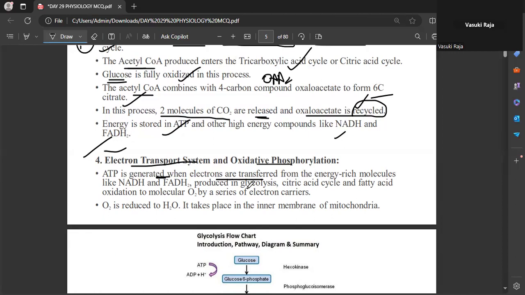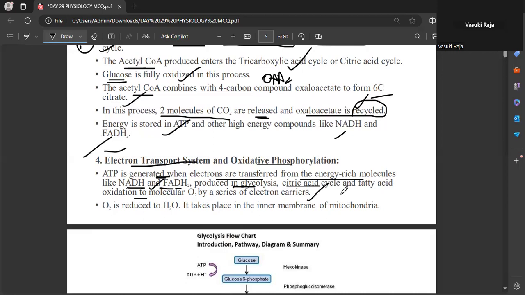Now the electrons are transferred from the energy rich molecules like NADH and FADH2. Approximately 1 NADH is equal to 3 ATP, or we can say 2.5 ATP, and 1 FADH2 is equal to 2 ATP, or 1.5 ATP. So these are the energy rich molecules produced in glycolysis, the citric acid cycle, and fatty acid oxidation, passing electrons to molecular oxygen through a series of electron carriers.